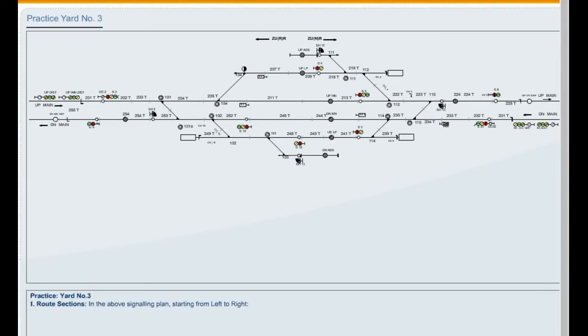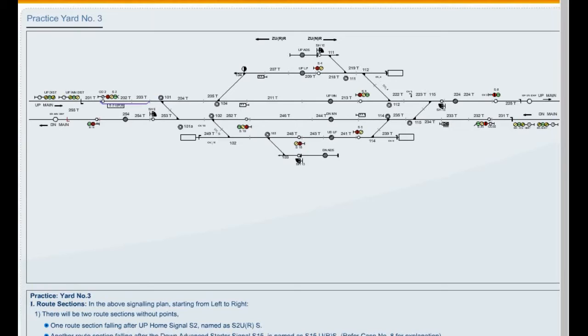Route sections. In the above signaling plan, starting from left to right, there will be two route sections without points. One route section falling after up home signal S2 named as S2URS. Another route section falling after down advanced starter signal S15 is named as S15URS. Click on case number 8 for explanation.